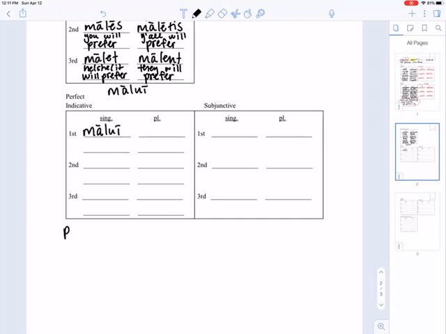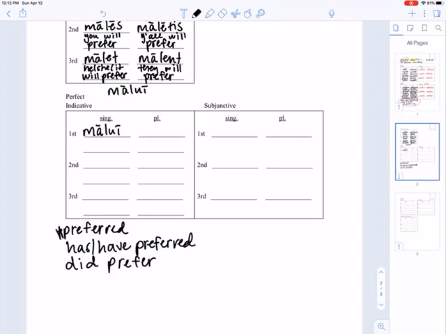Now, you can just say preferred. We can say has or have preferred. Or we could say did prefer. And I'm just going to use our very simple and basic simple past tense there. So I'm going to say I preferred. So now we're going to drop that I. So we have Malu, and we're adding isti for Maluisti. And this is you preferred.